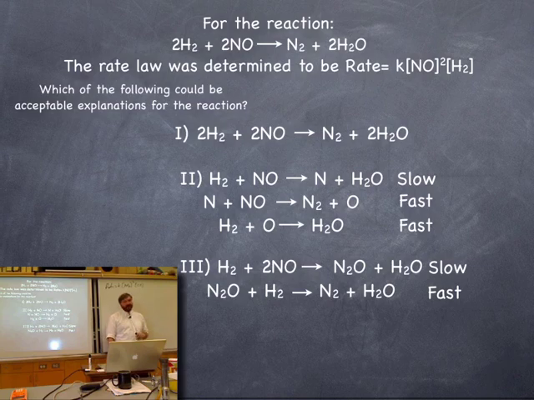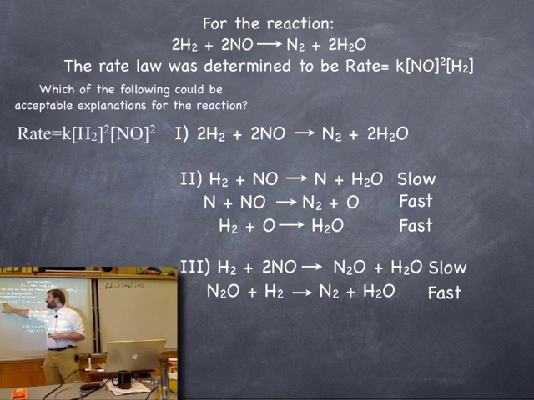What's the other criteria we have to look at? Does the rate law agree? Does the rate law for the slow step match the overall? So you need to go through and say, what's the rate law here? If this is an elementary step, we know that the rate law is the same as whatever the molecules are, whatever the coefficients are. So the rate law here is hydrogen squared, nitrogen monoxide squared.